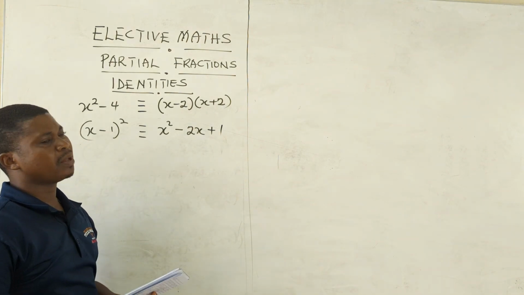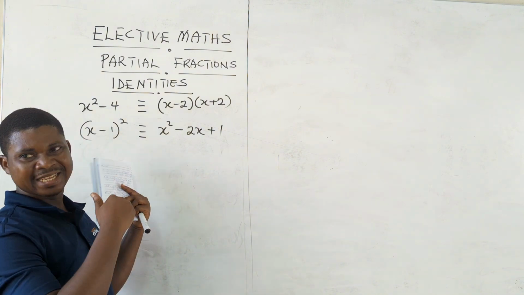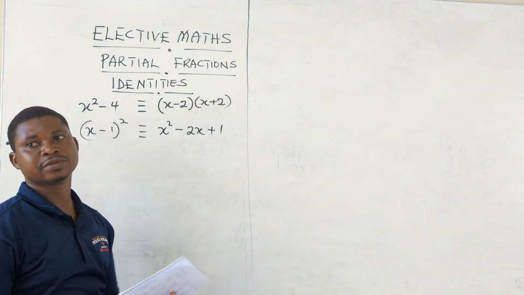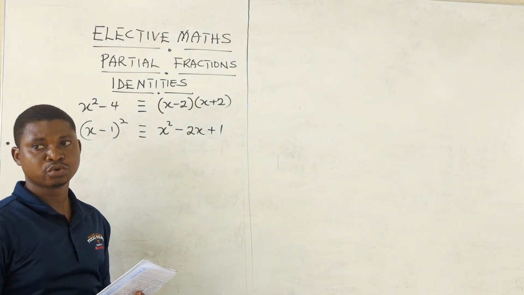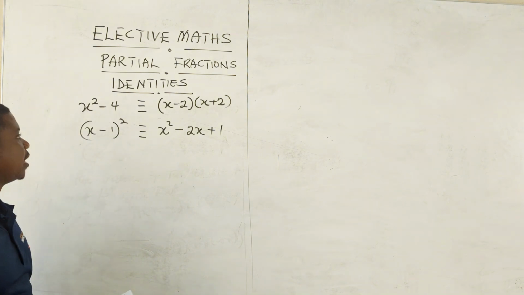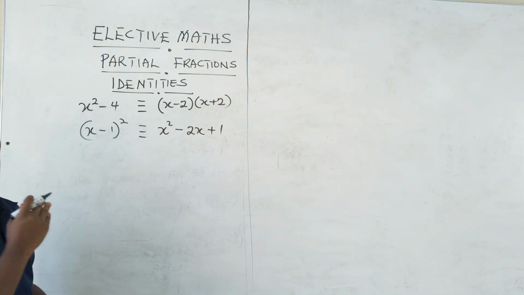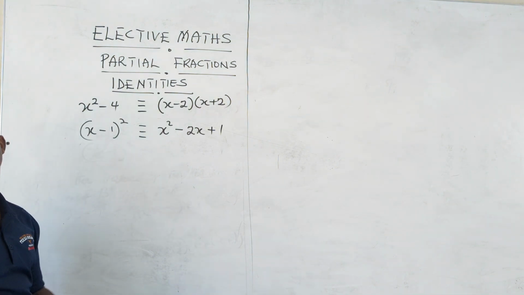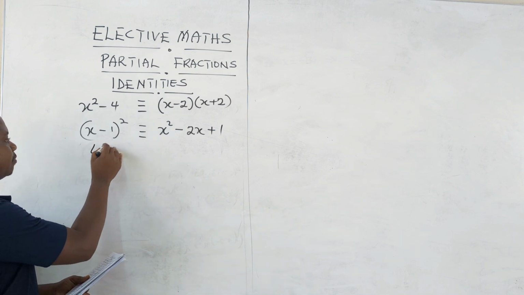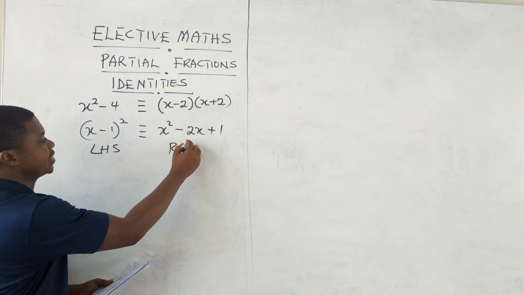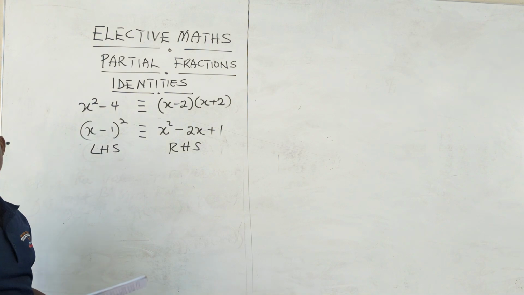Now, what if you are given one side, and on the other side there are other variables for you to substitute? How do you solve it? That's what we are going to do. When you solve, you have to always make sure the left-hand side is equal to the right-hand side. So let's get an example and see.